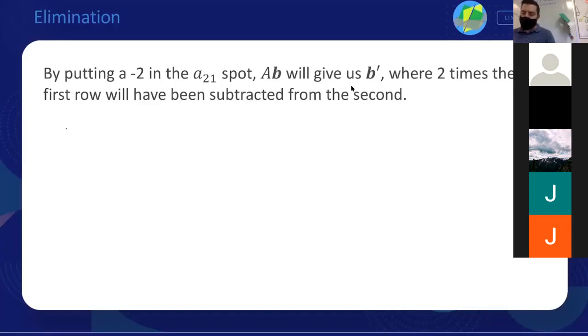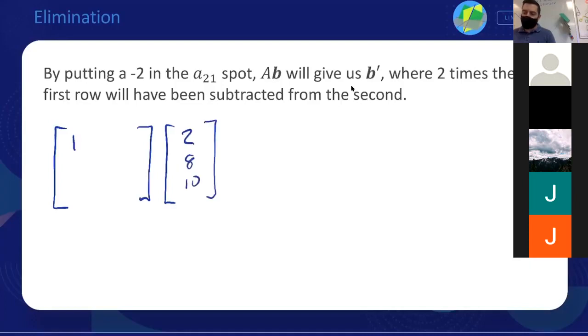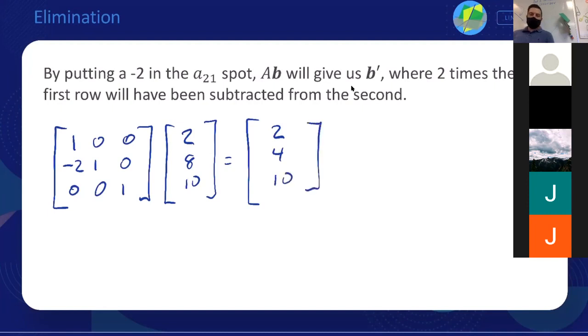From the left. It doesn't say here, but everything we do here is going to be multiplying from the left. So b was 2, 8, 10. If I take the identity matrix and all I do is put a negative 2 here, when I multiply, I'll have 2 times 1, 0 times 8, 0 times 10 is 2. I'll have negative 2 times 2, 1 times 8, 0 times 10 is 4. 0 times 2, 0 times 8, and 1 times 10 is 10. Notice it causes the change to occur that we're looking for.